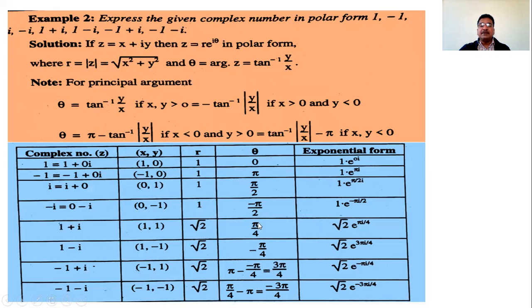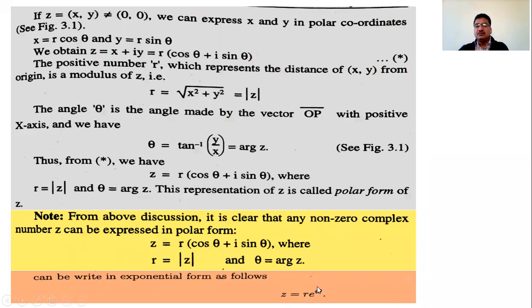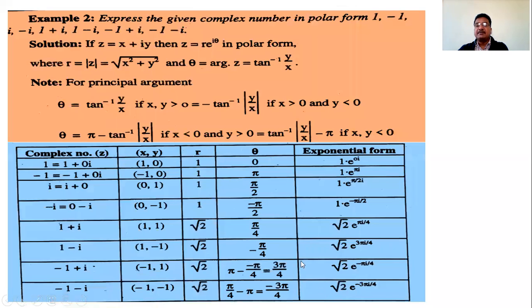And what is the principal argument of that number 1 plus i? Use the first definition, because both x and y are greater than 0. So theta is tan inverse of 1 by 1, that is tan inverse 1. And tan inverse 1 is pi by 4. So the principal argument is pi by 4. And therefore its exponential form is root 2 e raised to pi i by 4. This is the exponential form, r e raised to i theta, where r is root 2 and theta is pi by 4.